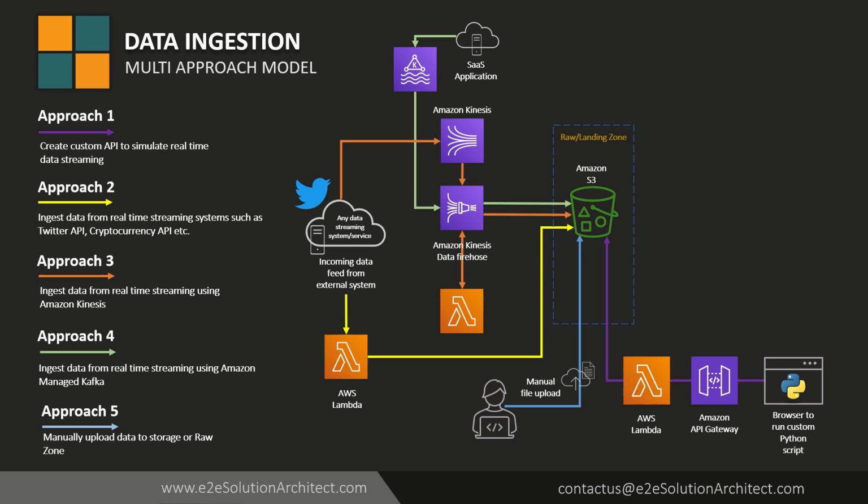Well, now let me explain this architecture. This architecture is also a combined multi-approach model. So as you see, approach 1, 2, 3, 4 and 5 are different approaches. It depends on your scenario or business requirement. Based on that, you pick one approach which fits the most and carry on with your data lake solution. So again, in this session, I'll be talking about approach 1.